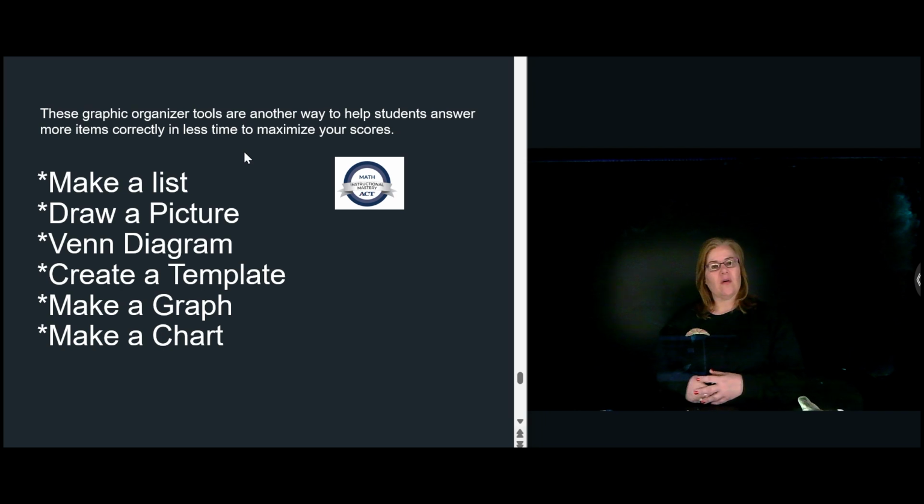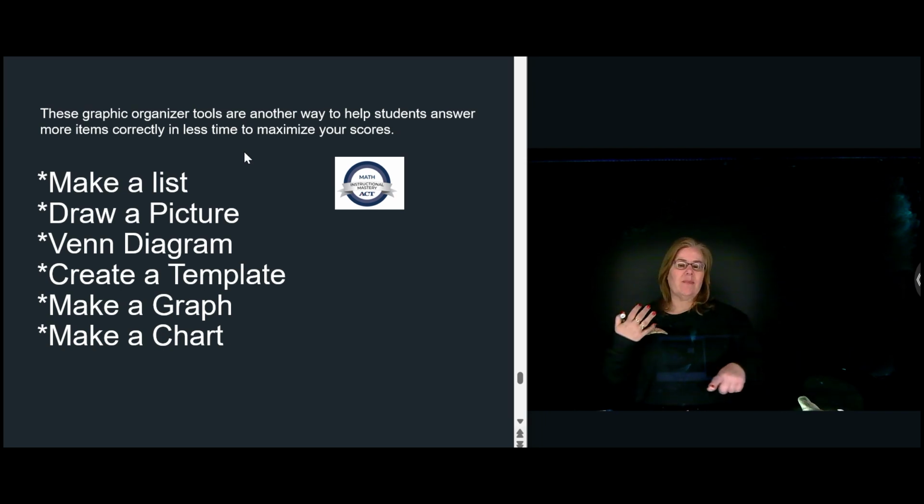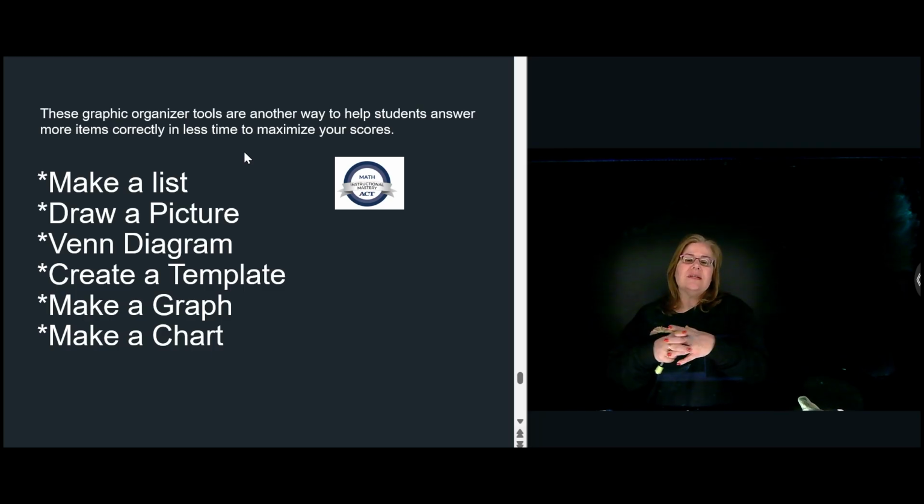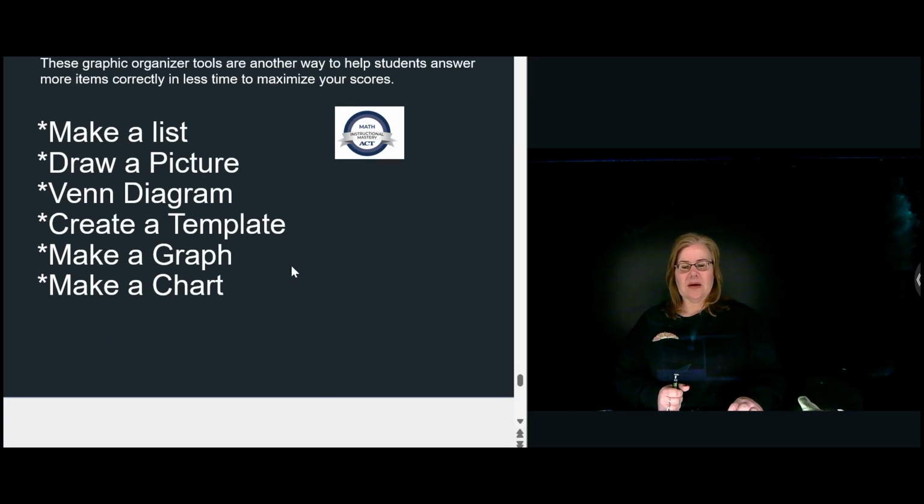So we can look at graphic organizers. We have making lists and drawing pictures and diagrams, the Venn diagram, making a template, maybe a chart or a table. All of these different types of graphic organizers can help us even in our math test. So let's go ahead and use some of these in different problems that we've got.